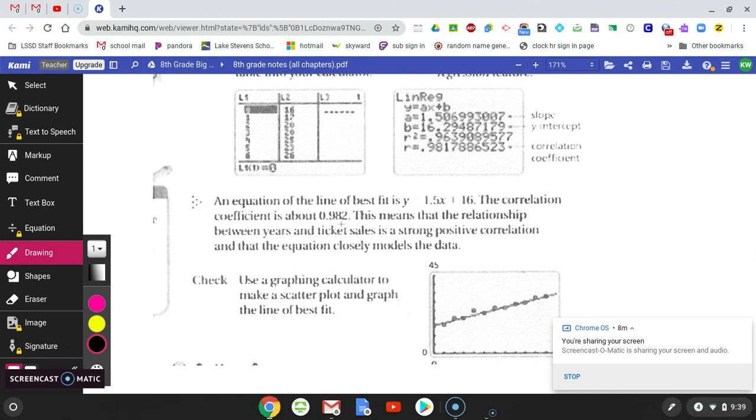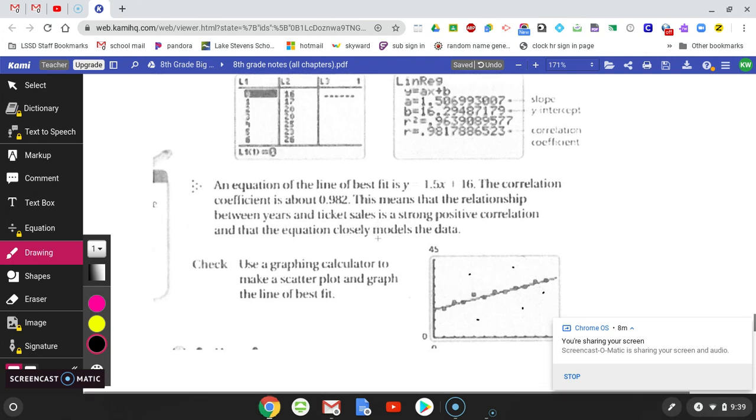It says it's 0.982. That means it's a pretty strong correlation. We know it's going to have a positive slope, and we can see all the points are going to be relatively close to there. Notice we don't have a bunch of points farther out like this. That's because it has a strong correlation. All those points are really close to that line. So I did just want to reiterate what that part of it was.